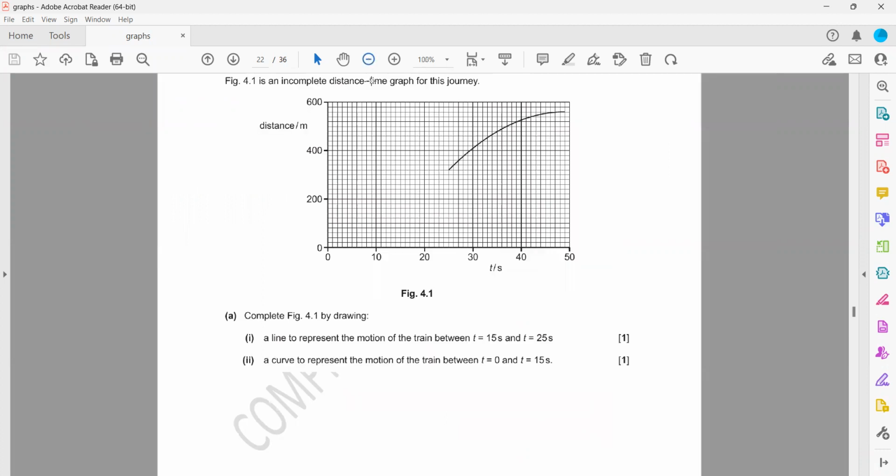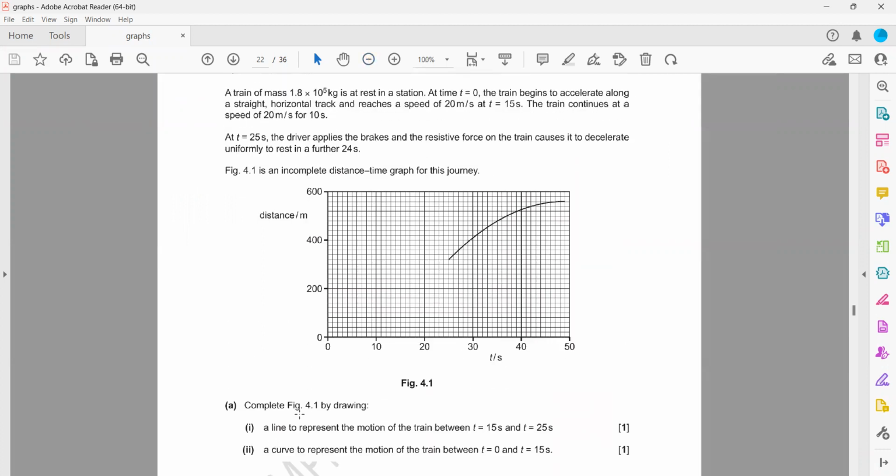We have to complete figure 2.1 by drawing a line representing the motion of the train from 15 to 25 seconds. For the first 15 seconds, from 0 to 15, it was accelerating. But from 15 to 25, it was not accelerating. It was moving at a constant speed.